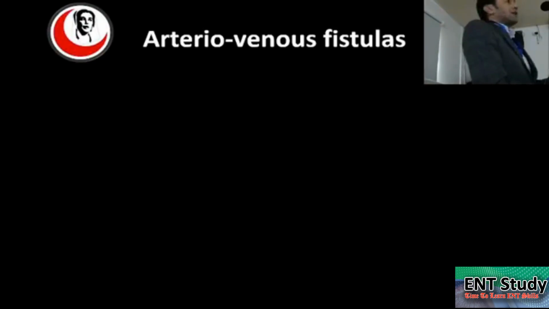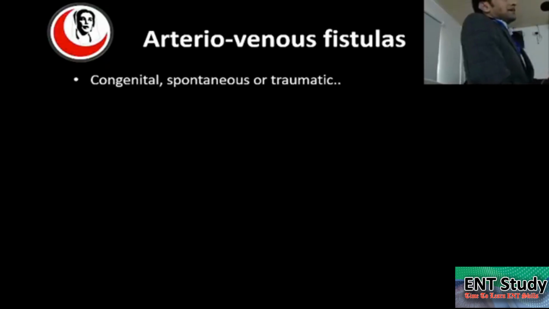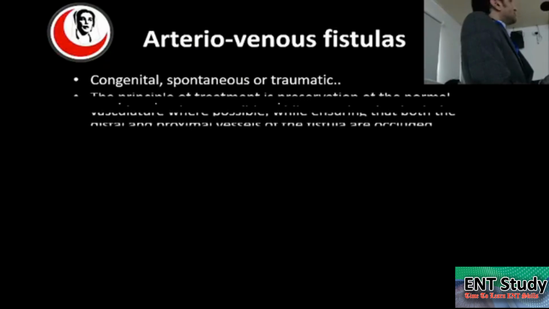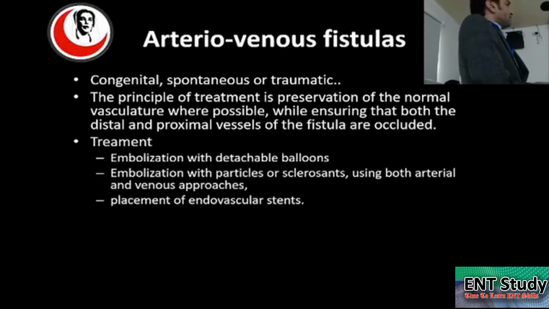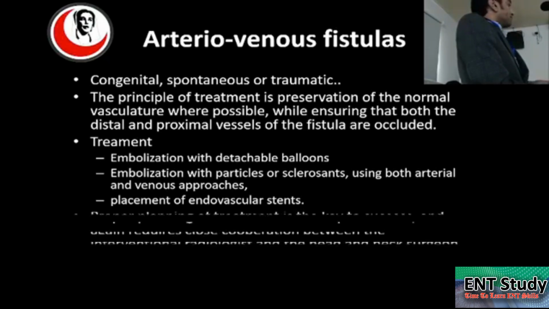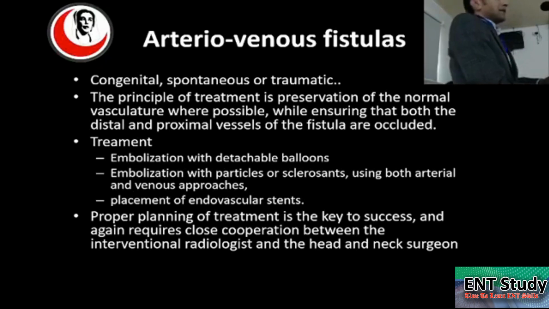Now the arterio-venous fistulas. They can be congenital, spontaneous, or traumatic. The principle of treatment is preservation of normal vasculature where possible, while ensuring that both distal and proximal vessels of the fistula are occluded. Treatment options available for arterio-venous fistulas are embolization with detachable coils, embolization with particles, exclusion using both arterial and venous approaches, and placement of an endovascular stent. Proper planning of treatment is the key to success, and again requires close cooperation between the interventional radiologist and the head and neck surgeon.